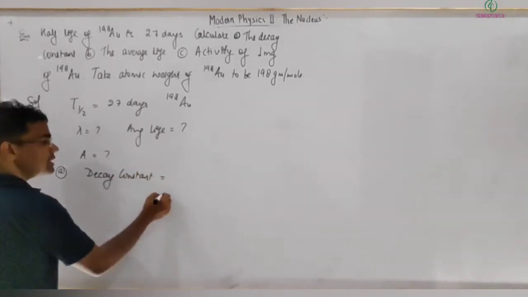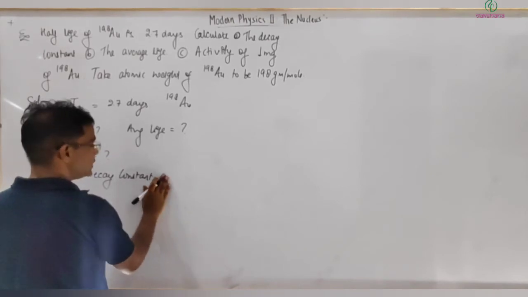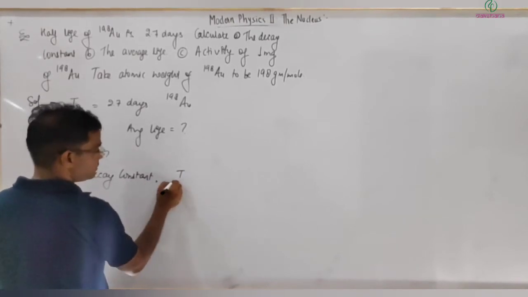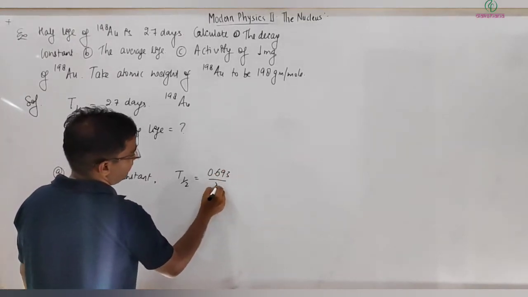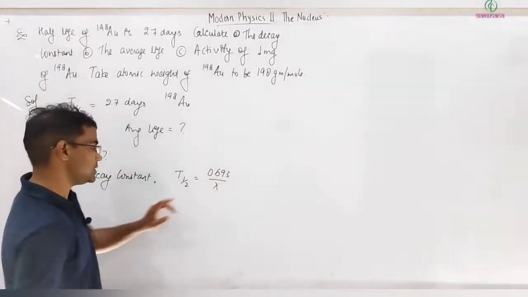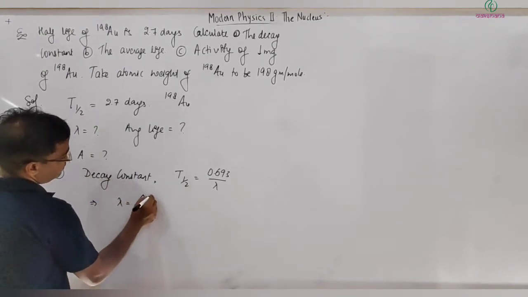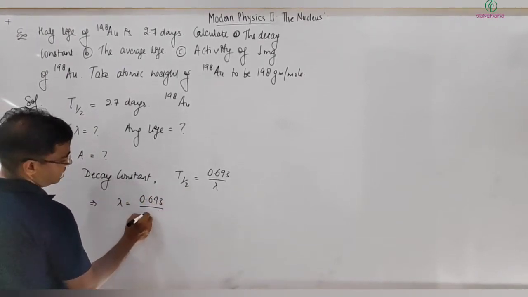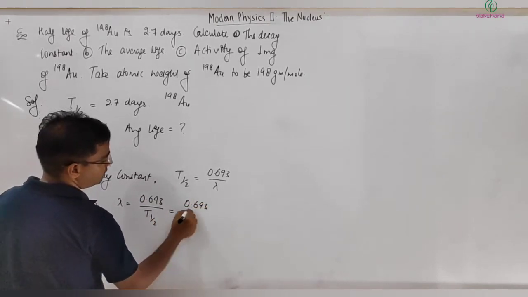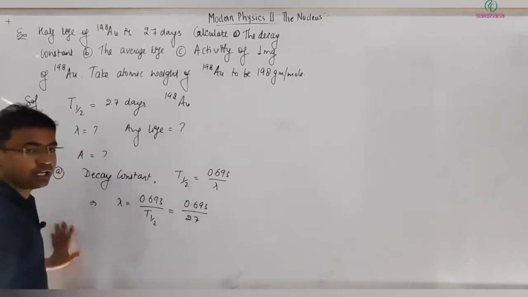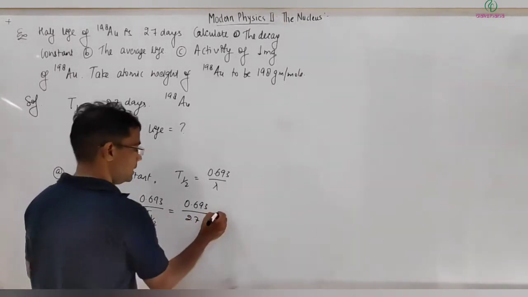So what is the decay constant? We already know the relation: T half, which is what we need to find here, equals 0.693 divided by lambda. We need to find lambda, so I can write lambda is equal to 0.693 divided by T half, that is 0.693 divided by 2.7 days, and I can convert it into seconds.